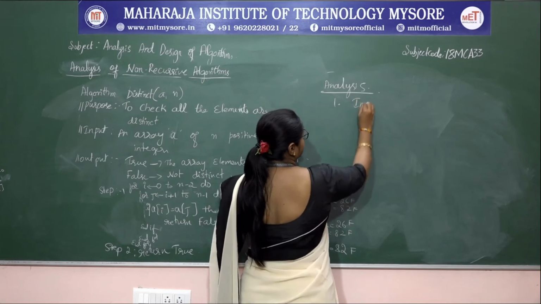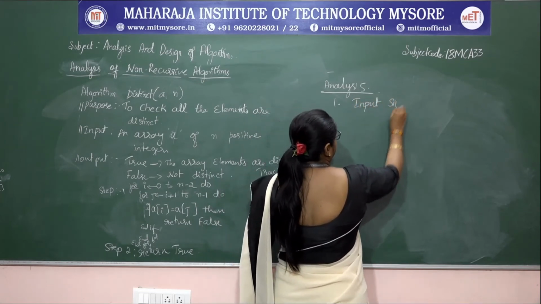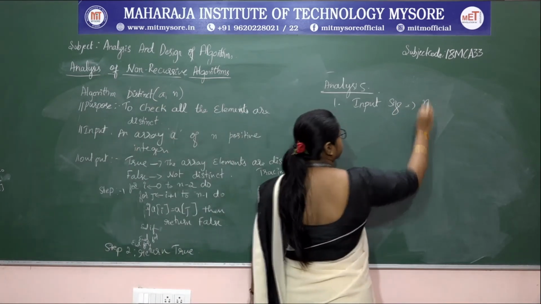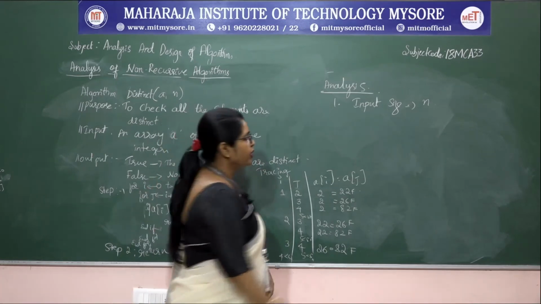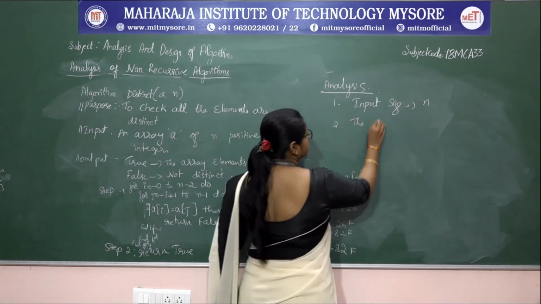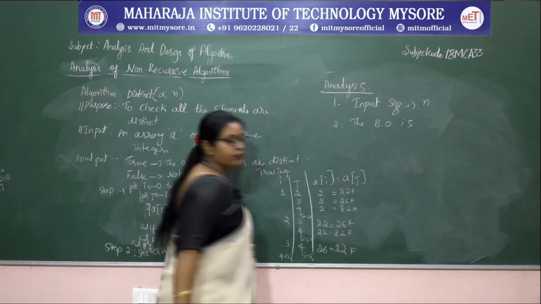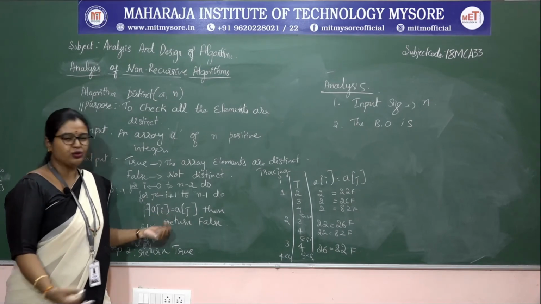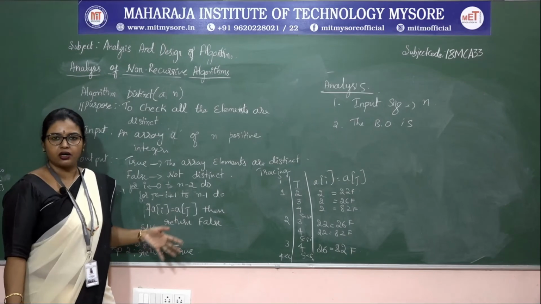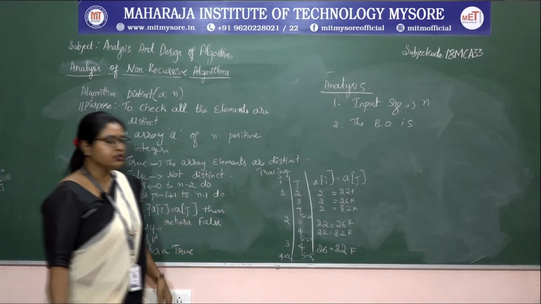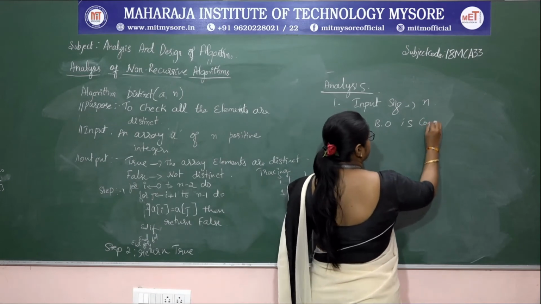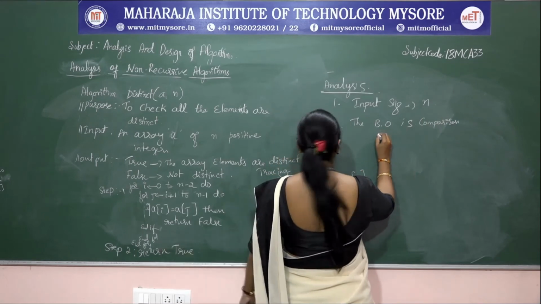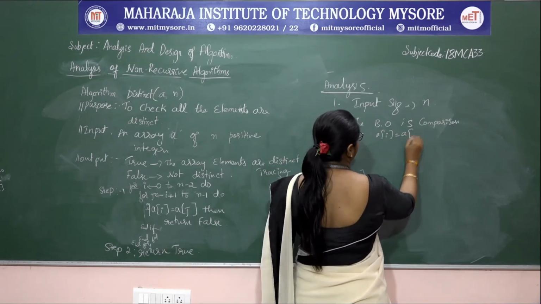So first step, input size. For the given input, an array of n elements, the size of the input is n. Next, the basic operation. The basic operation is what? It is present in the innermost loop. We are doing the comparison. By doing the comparison only we see whether it is distinct or not, right? So a of i is equal to a of j, that is nothing but the comparison we are doing. The comparison is the basic operation. Its equivalent statement is a of i is equal to a of j.